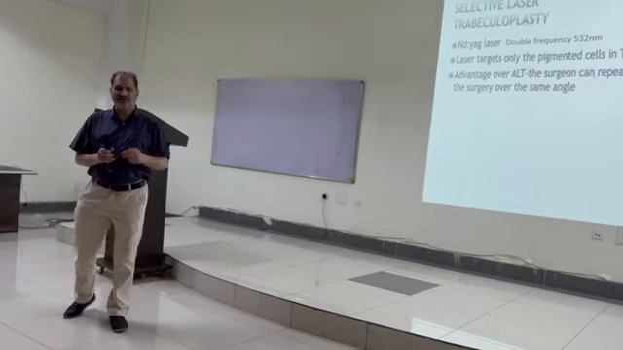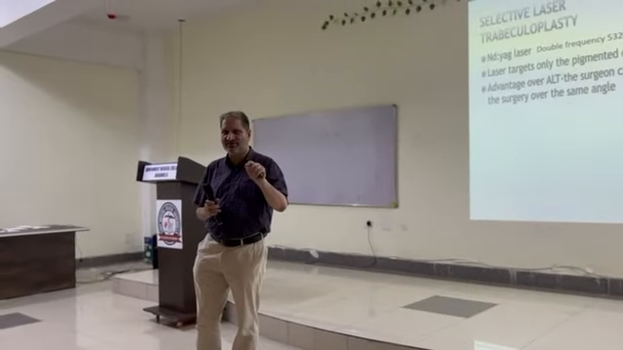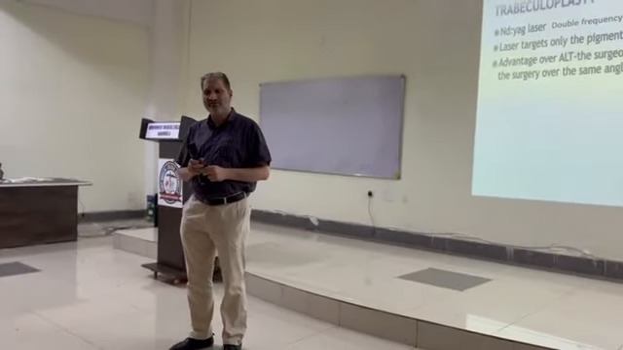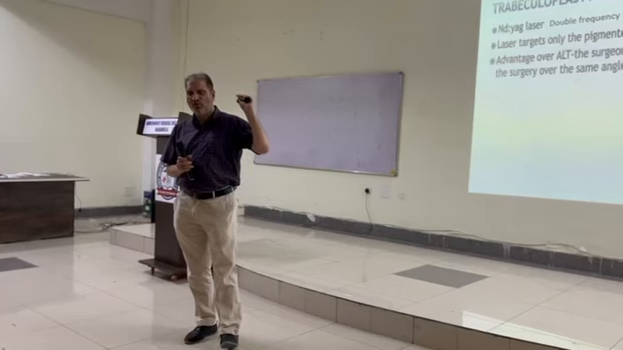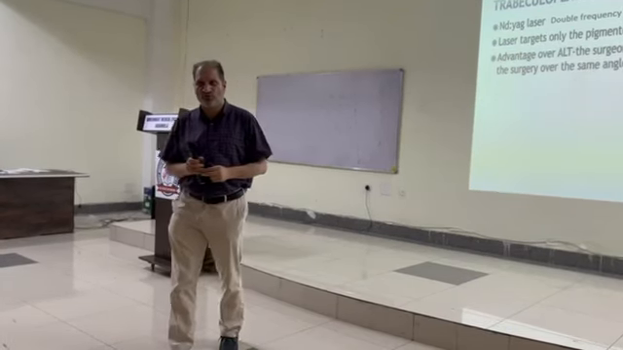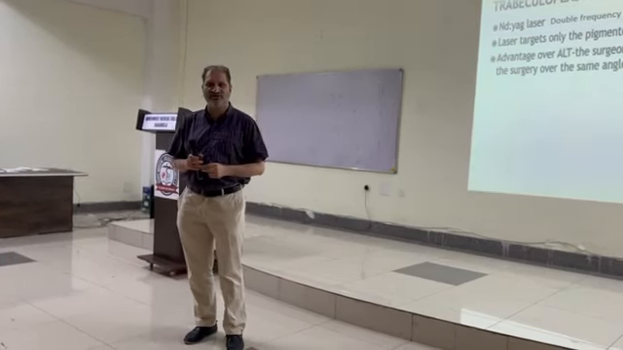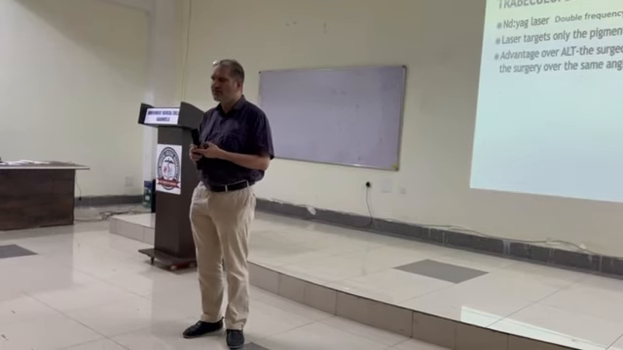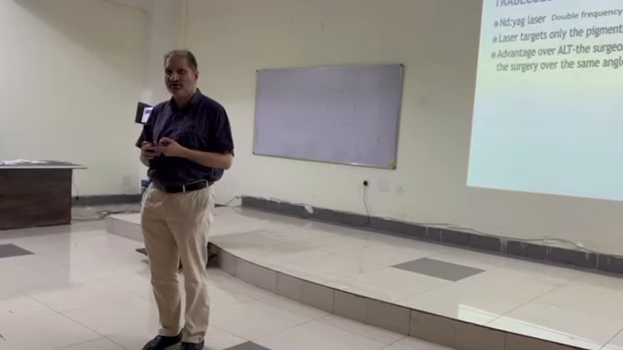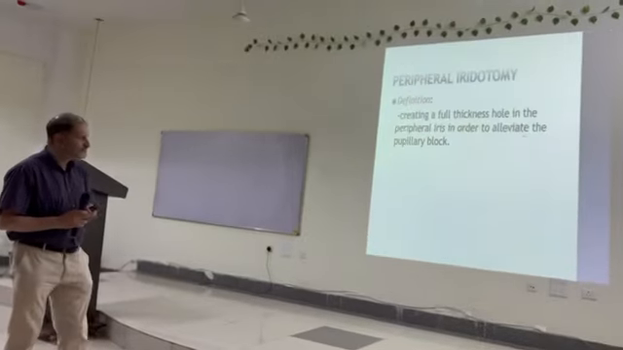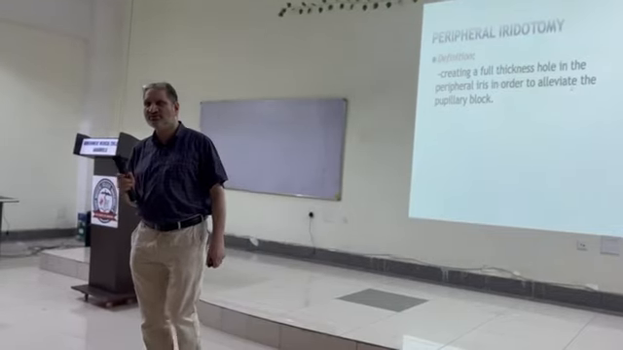Selective laser trabeculoplasty is selective. It acts on the pigment only, selectively on the pigment itself. It is a Q-switched laser, frequency doubled. That means it is called photodisruption. Here also we say photocoagulation, but it's a double frequency. So remember, for conventional laser trabeculoplasty and for selective laser trabeculoplasty, you need a double frequency laser. The spectrum is medium green. Next one.